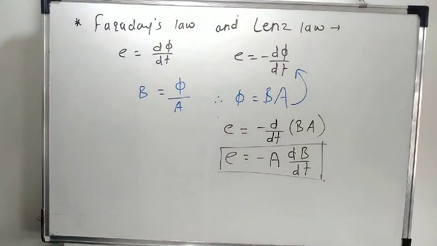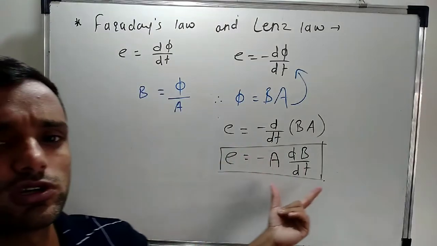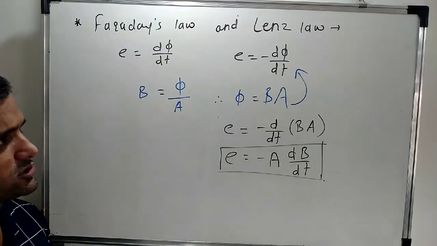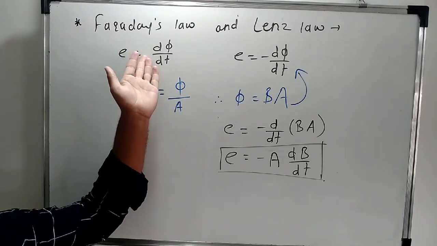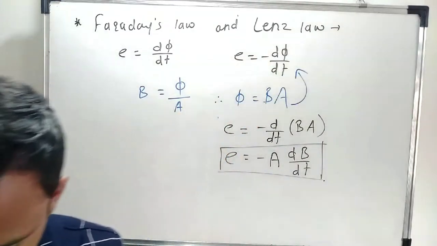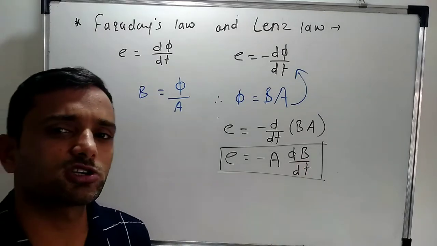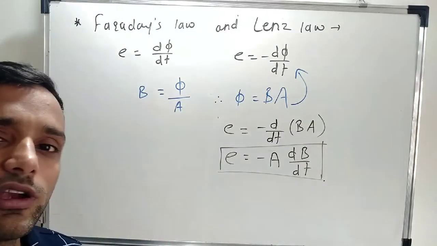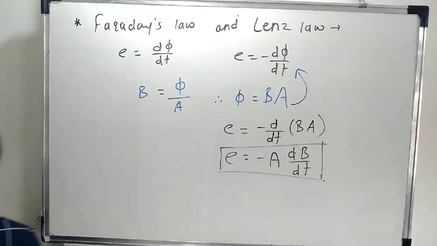So what is the relation between Faraday's law and Lenz's law? We can derive different types of equations for Lenz's law or Faraday's law. Simply, the difference is that while writing the equation for Faraday's law there is no negative sign, while in the case of Lenz's law we use the negative sign, because the induced EMF opposes the change in magnetic flux. Here B is the magnetic induction, which gives the strength of the magnetic field. So this is about the one topic.